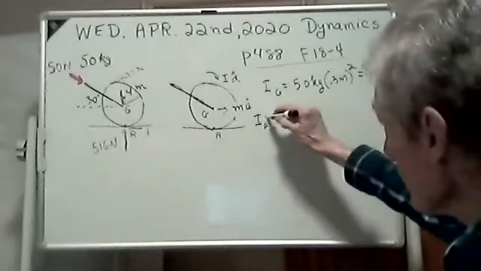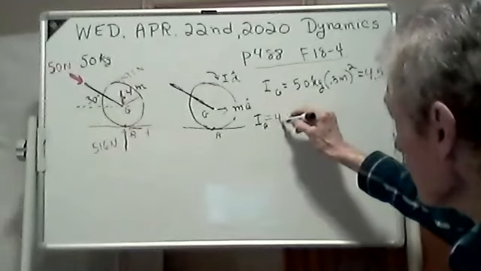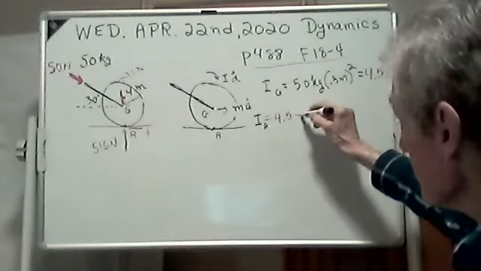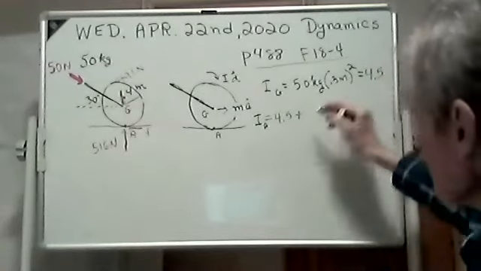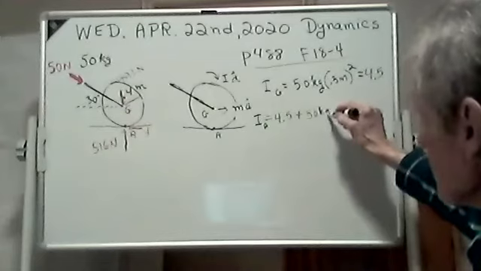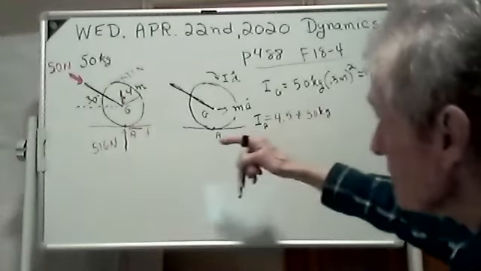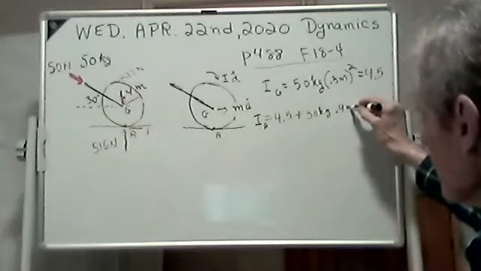And now IA is going to be the IG, 4.5, plus the mass times the distance between A and G, 0.4.